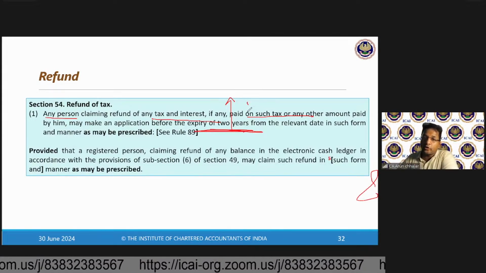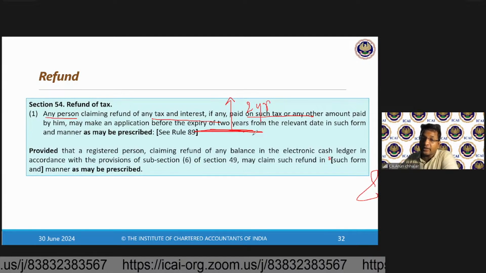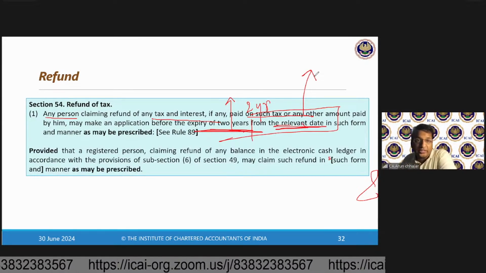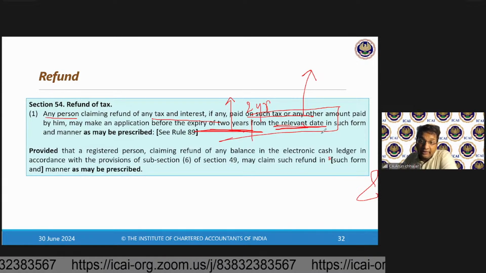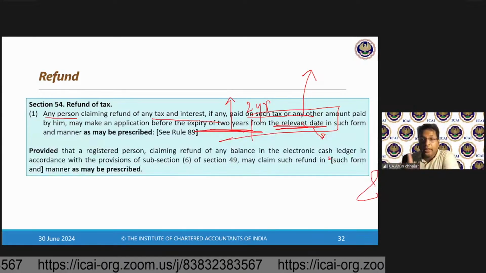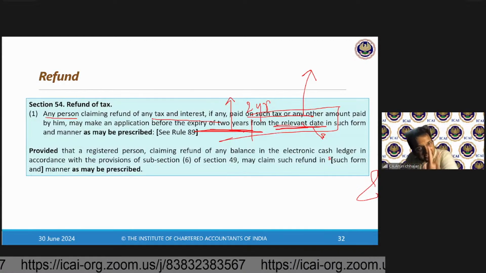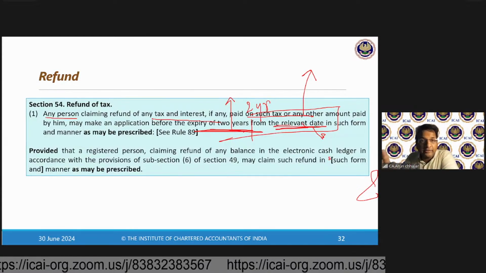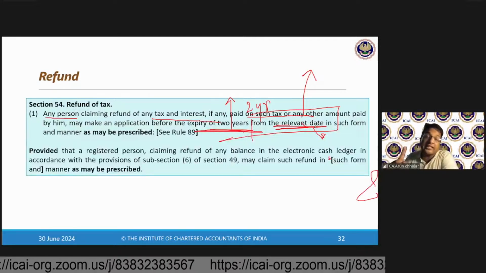It should be within 2 years, and 2 years would be counted from the relevant date. And relevant date is different from case to case. That relevant date we will discuss at the end of this chapter only. But please note, time limit is fixed 2 years, but 2 years would be counted from the relevant date, and the relevant date is different on a case to case basis.